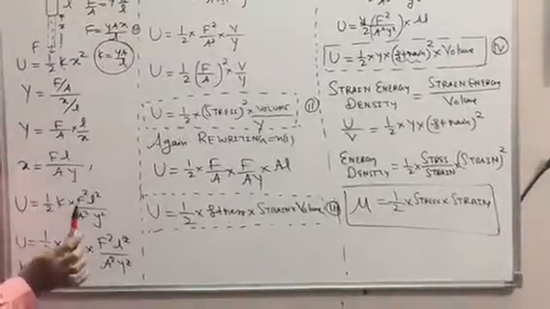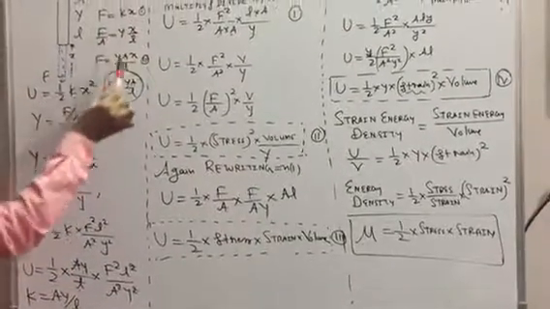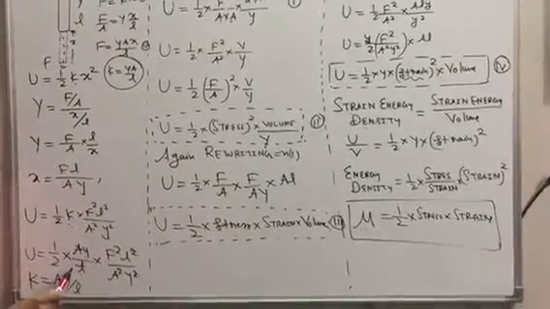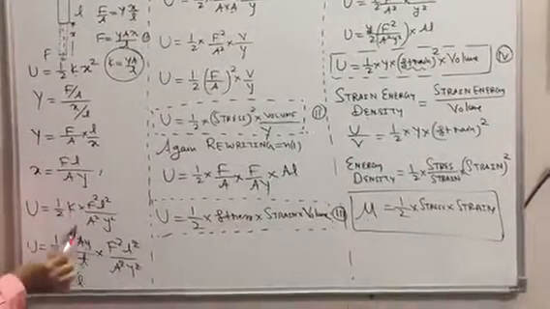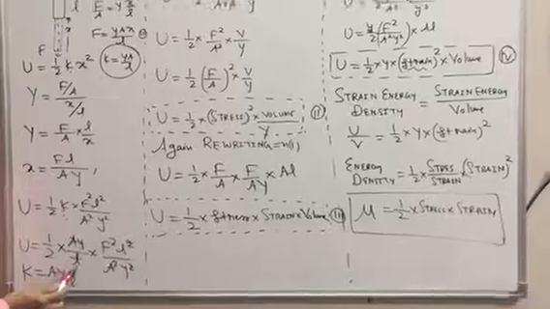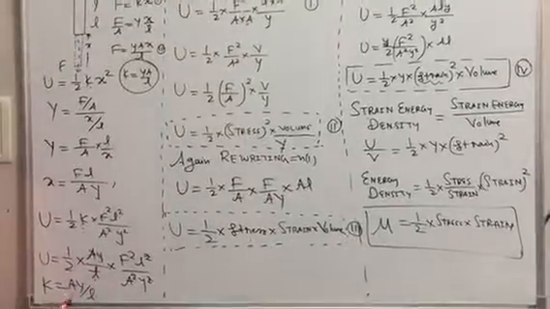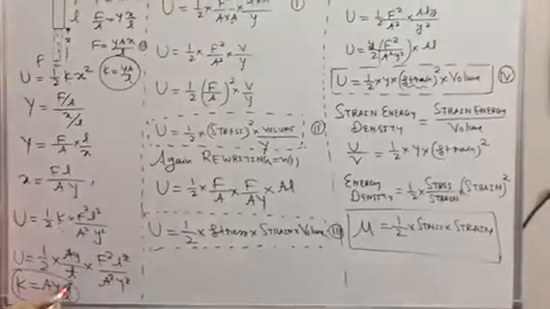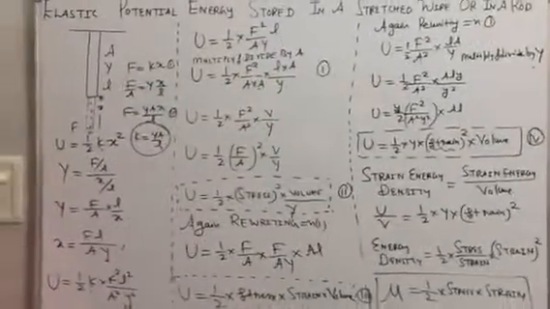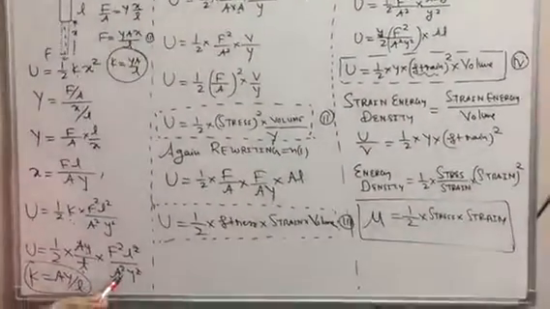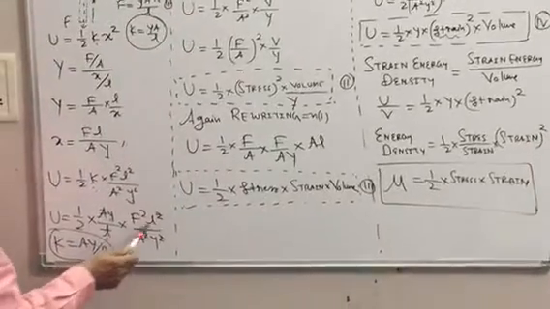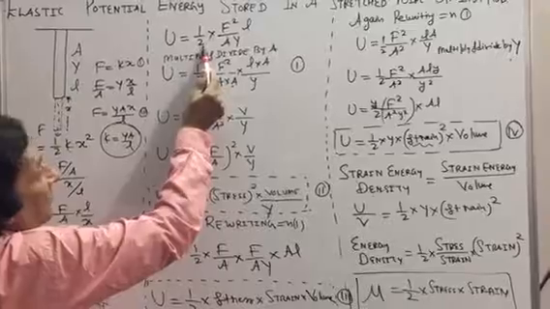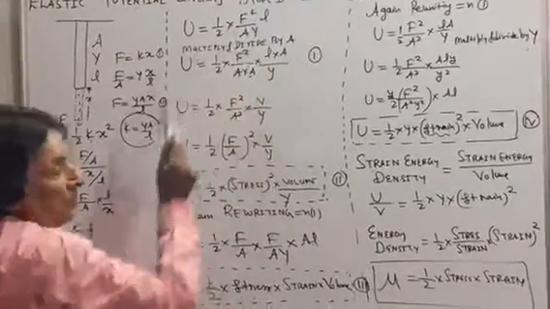So students, here I have placed the value of YA upon L instead of K. Please pause the video. Again, repeat this step. If you're clear, then play. Is it clear? So how I have replaced K with YA upon L. So dear students, K ka value I have placed YA upon L here, and you find what? A gets cancelled, Y gets cancelled, L gets cancelled with square. What will we get? U equal to half F square L upon AY.